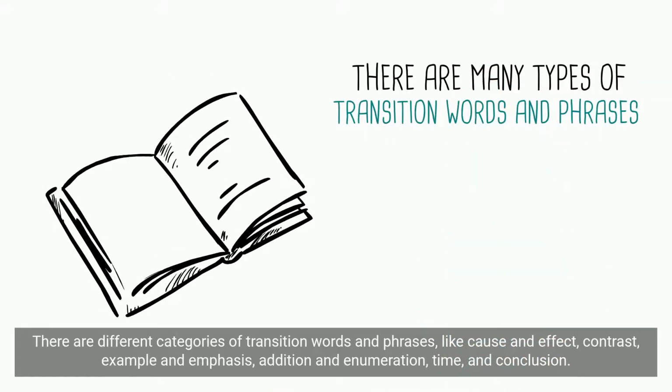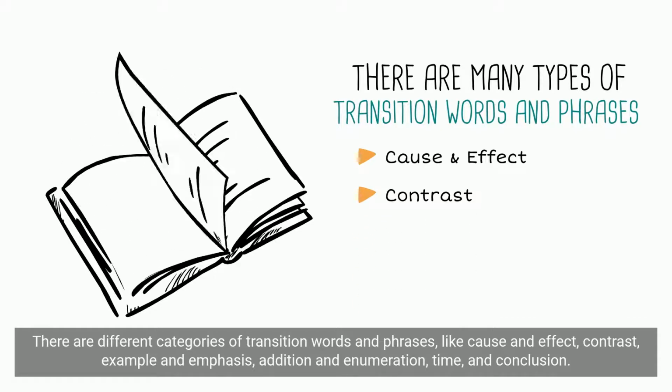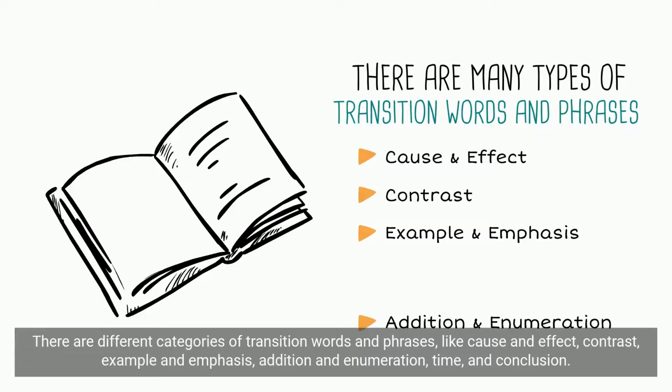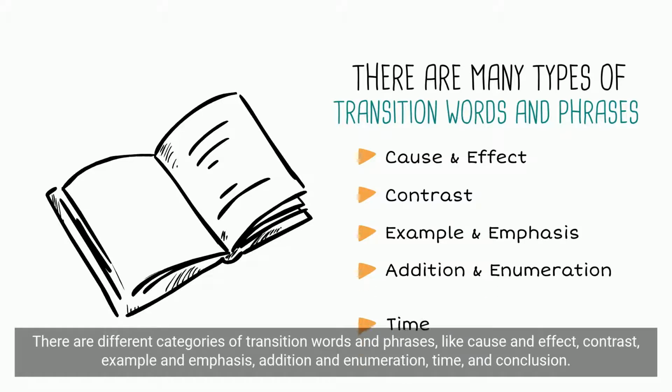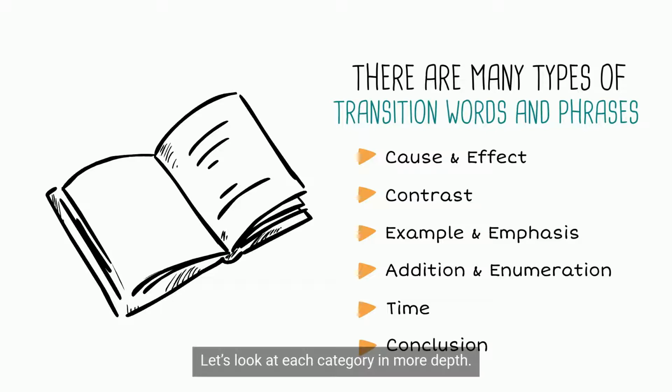There are different categories of transition words and phrases, like cause and effect, contrast, example and emphasis, addition and enumeration, time, and conclusion. Let's look at each category in more depth.